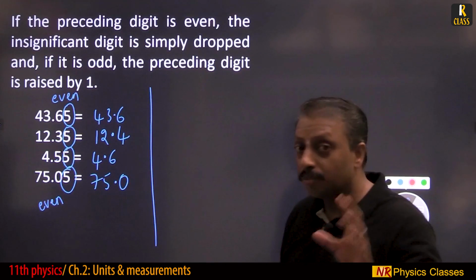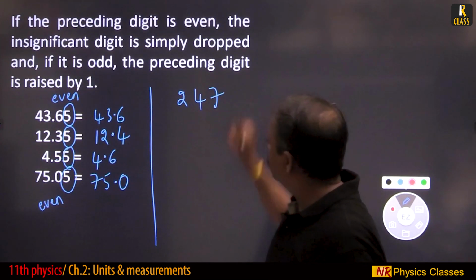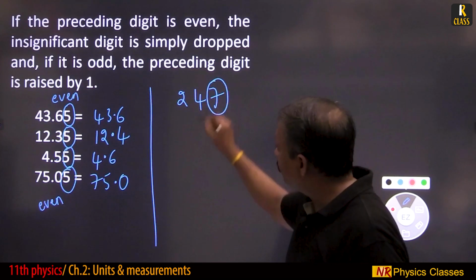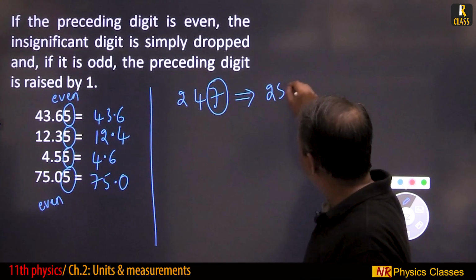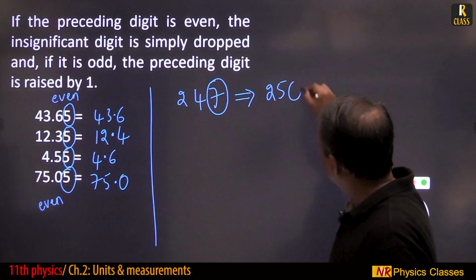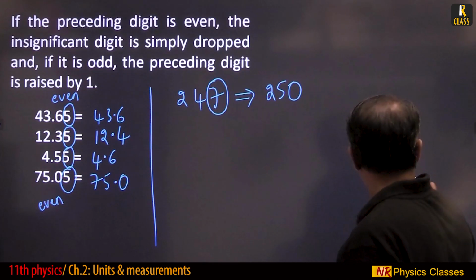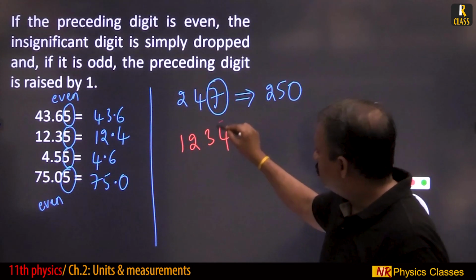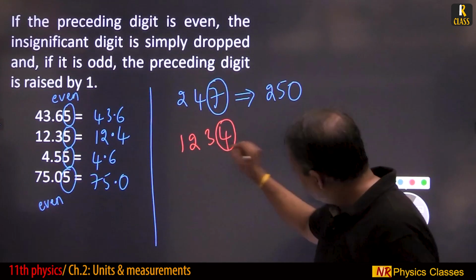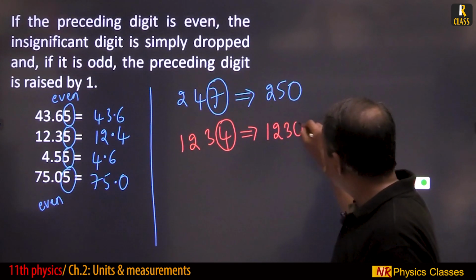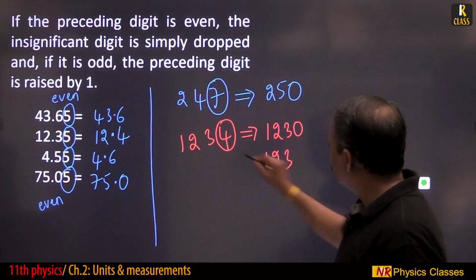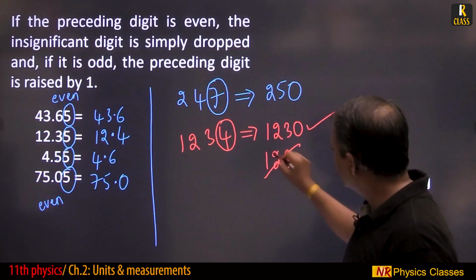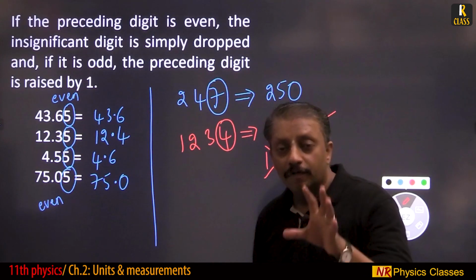Now one more set. 2, 4, 7. Now, how to round off this? This is greater than 5. Add on to the previous. Make it 2, 5. But you should not drop this. This is 0. 2, 5, 0. Okay. 1, 2, 3, 4. Now, this is less than 5. Look at the previous, 3. Retain that. This is 123, 0. We should not write 1, 2, 3. We should not simply drop this. But instead of 4, I have to use 0. So that is wrong. So this is how rounding off a number should be done.